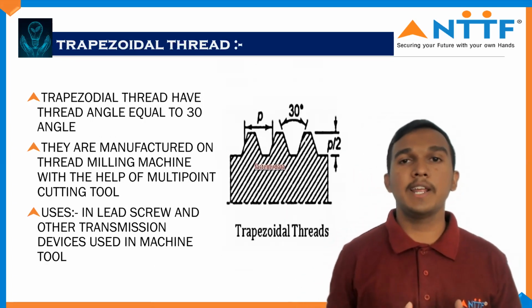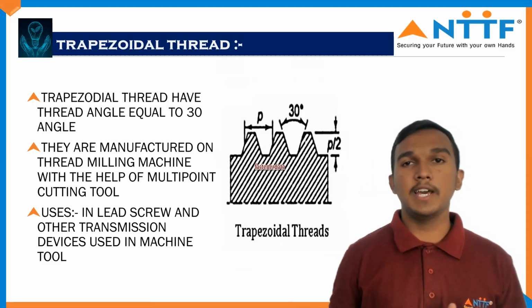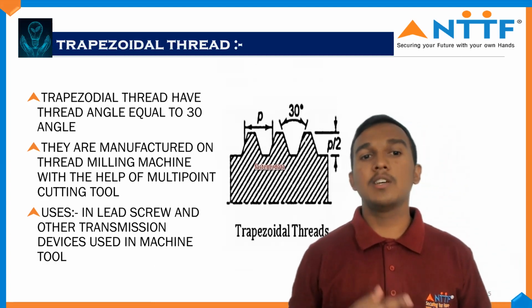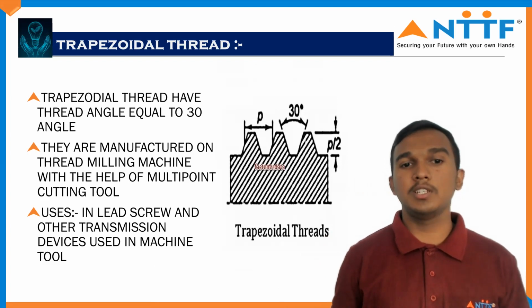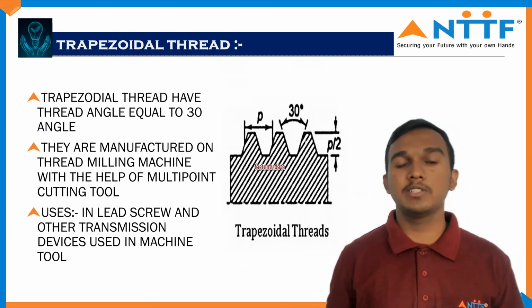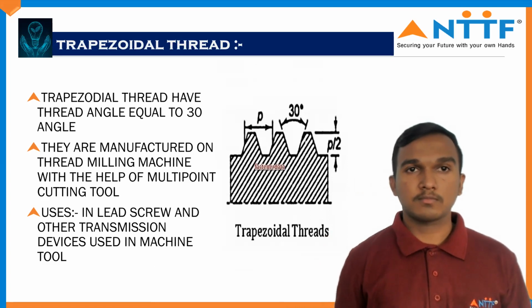So next is trapezoidal thread. Trapezoidal thread has a thread angle equal to 30 degrees. They are manufactured on a thread milling machine with the help of a multi-point cutting tool. And trapezoidal thread is used in lead screws and other transmission devices such as machine tools.